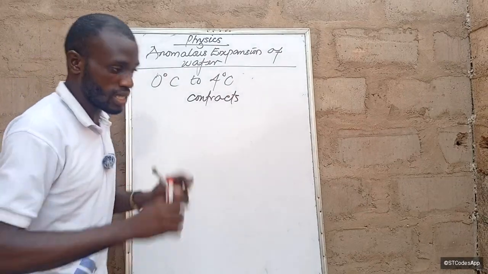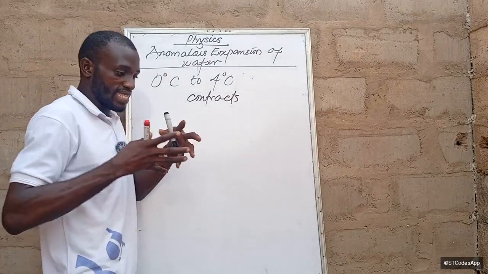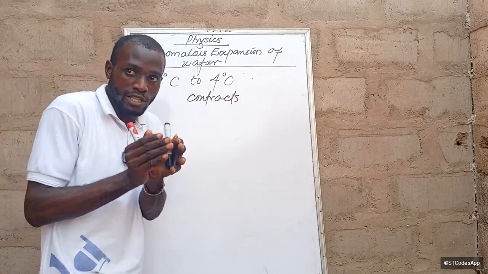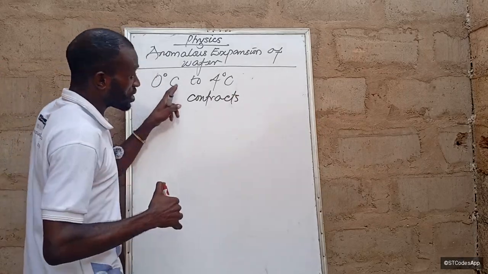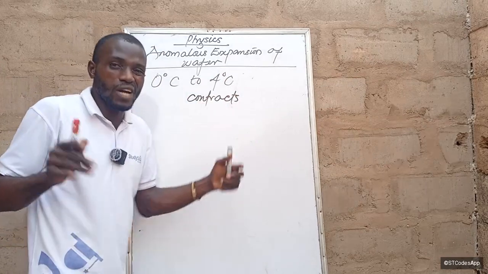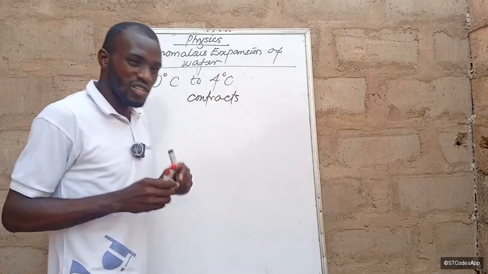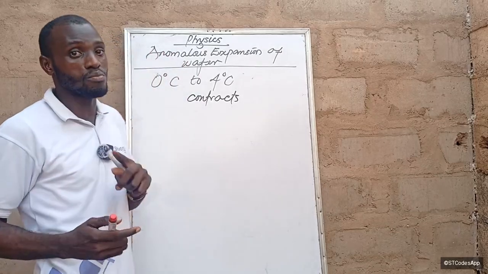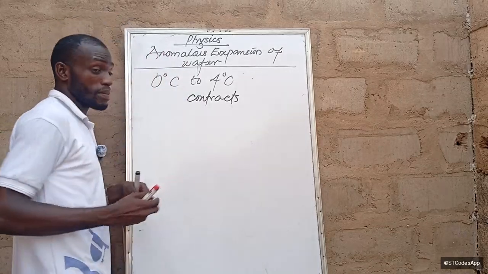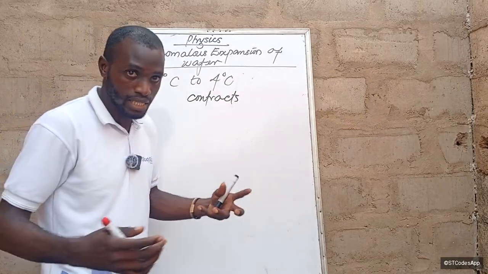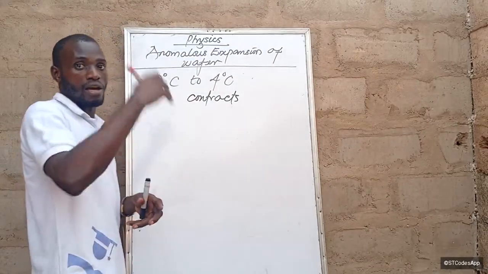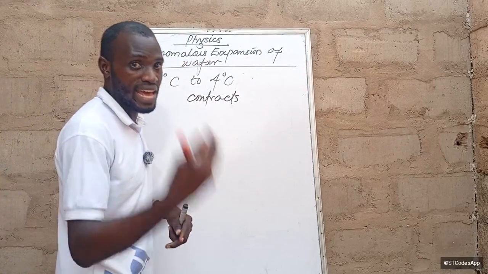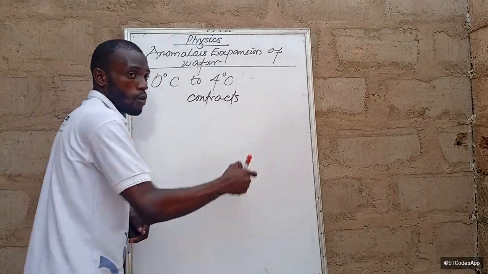What does contraction mean? Reduction in volume. This is expansion, this is contraction. So when you heat water from 0 degrees Celsius to 4 degrees Celsius, water will reduce in volume. So what does that mean? It means that after 4 degrees Celsius, water then begins to behave normally. That is, water begins to expand. From 5 degrees Celsius above, water begins to expand. But from 0 to 4, water contracts.